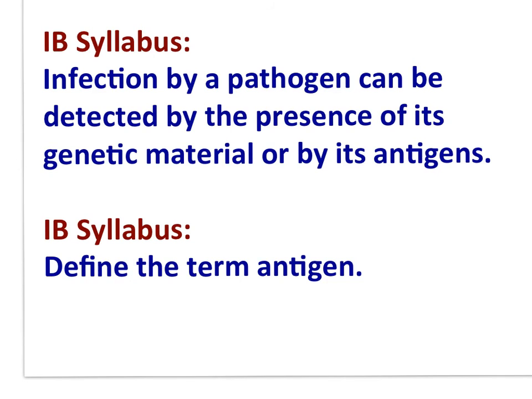So that brings us to this IB syllabus statement. Infection by a pathogen can be detected by the presence of its genetic material or by its antigens. And just to ground our understanding, let's define the term antigen and provide a bit of background on pathogens and antigens.